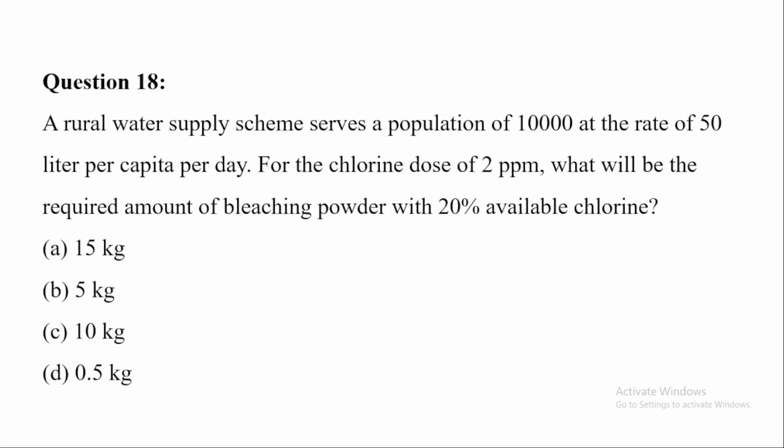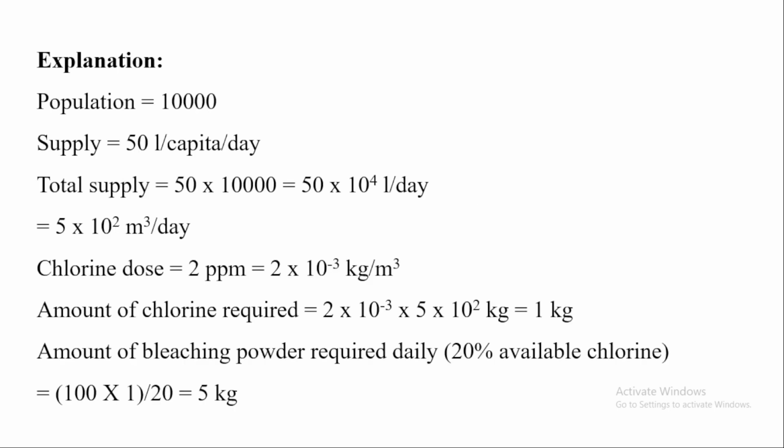So that means the amount of chlorine required is whatever the chlorine dose is multiplied by whatever the total supply. Chlorine dose into total supply is coming to 1 kg. So 1 kg of chlorine is required.